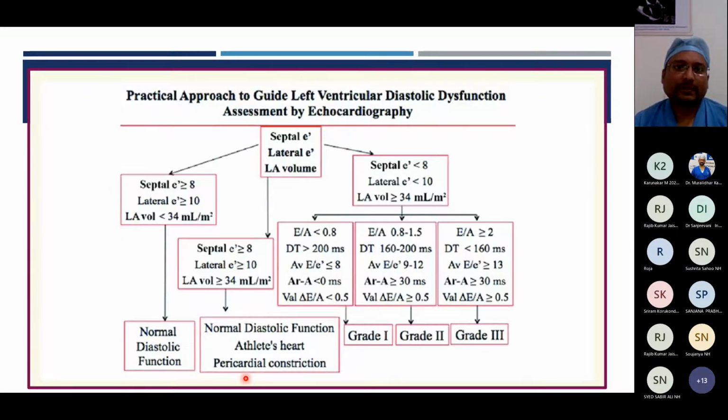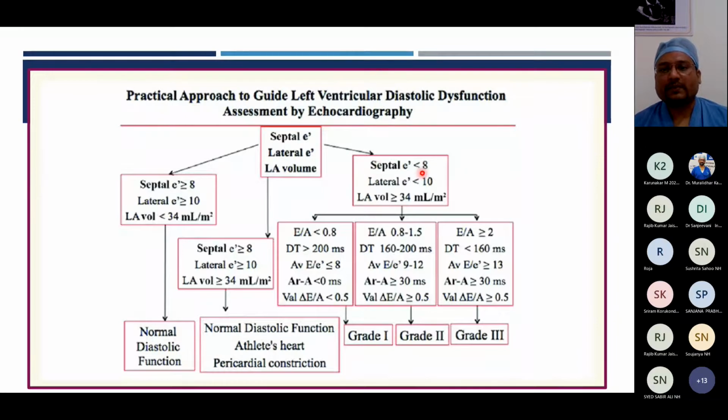So coming to the practical approach to diastolic dysfunction, when you are assessing by transesophageal echo, just see the septal E prime, lateral E prime, and LA volume. If septal E prime is more than 8, lateral E prime is more than 10, and LA volume is less than 34, it is a normal diastolic function. If we have a septal E prime of more than 8, lateral E prime of more than 10, and LA volume of more than 34 ml, it's a normal diastolic function with some athlete's heart or a pericardial constriction.